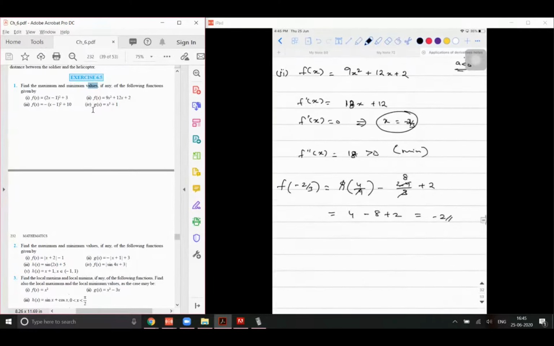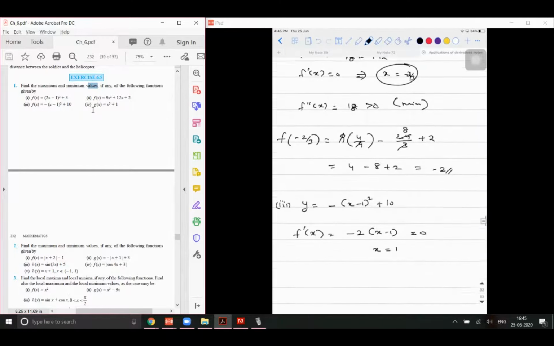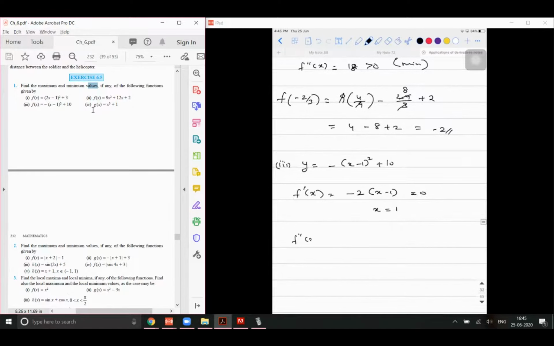The same thing calculus should also support us. Let's see. f dash of x is equal to minus 2 into (x minus 1) equal to 0. So x will be equal to 1. So f double dash of x will be minus 2, which is of course less than 0. So it will be a point of maximum. So f of 1 will be 10. That's right. So that is the maximum value. Now g of x is equal to x cube plus 1.